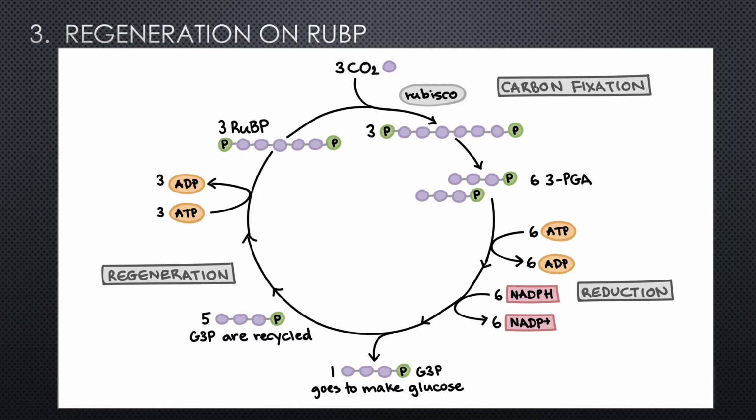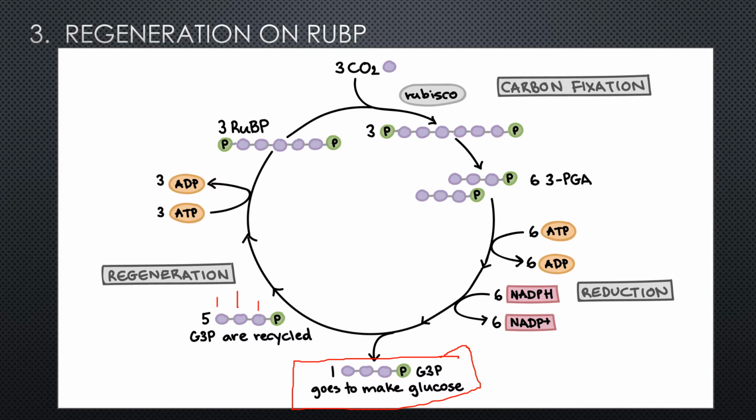So in order to regenerate it, we're going to start where we left off with our reduction, which is our molecules of G3P. And so we had 6 of them produced. One of them is going to be used to make glucose. And the other 5 are going to be used to regenerate this RuBP. So note that we have 5 of them, and we have 1, 2, and 3 carbons for our G3P. And this is a process that takes energy. In fact, it's going to take 3 ATP molecules.